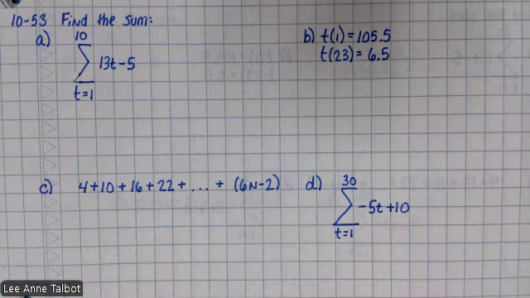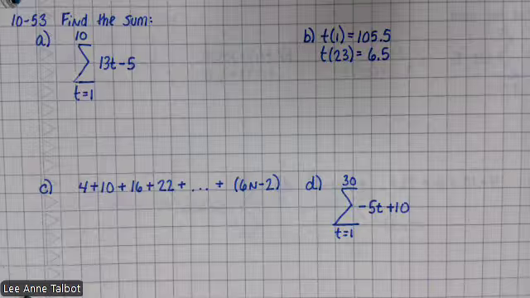Okay, now I'm going to warn you. C is spicy. C is a foreshadowing problem. I do not want you to worry about C. We're going to come back to that, and it's going to make more sense later. But the rest of them are totally fine. Okay, here we go.